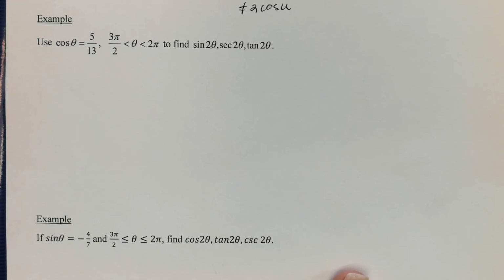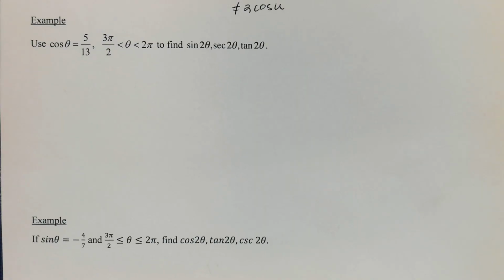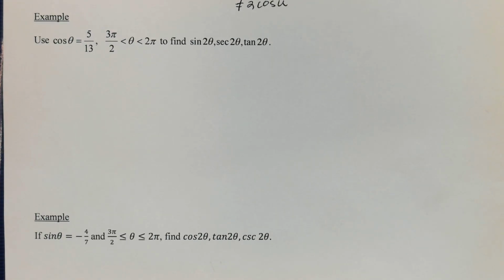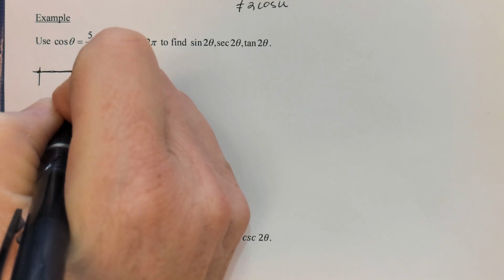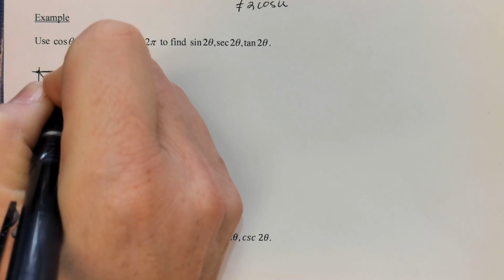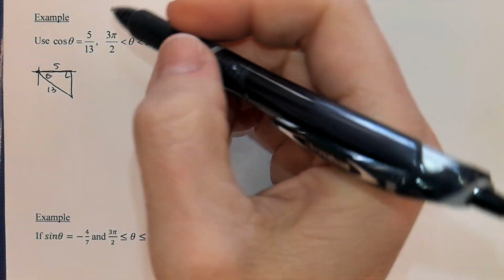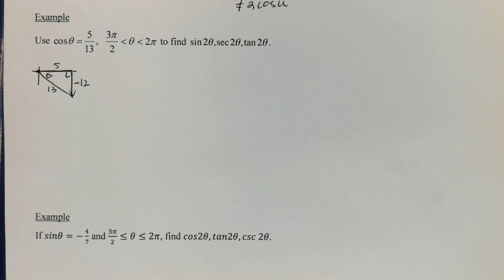So the first one says I've got the cosine is 5/13, and then the angle is located between 3 pi over 2 and 2 pi. So that is quadrant 4, and they would like me to find all of these. To put this in quadrant 4, I'm just going to draw myself a quick picture. From the origin, I would go over, and then I would go down. So that's my triangle. Cosine is adjacent over hypotenuse. Doing Pythagorean theorem real quick, I know that that is negative 12, negative because we're headed downward.